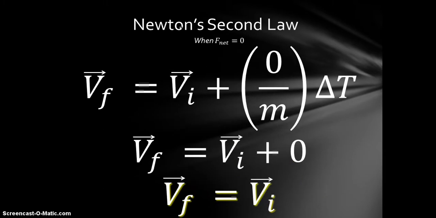According to Newton, an object will only accelerate if there is a net force, or in other words, if there is an unbalanced force acting upon it. When the net force is equal to 0, the mass is not significant according to Newton's second law, nor is the change in time, since it is being multiplied by the net force divided by the mass. The only thing that remains in this equation is final velocity is equal to the initial velocity, meaning that, theoretically, if no net forces are acting upon an object, the velocity will remain constant for any amount of time into the future.